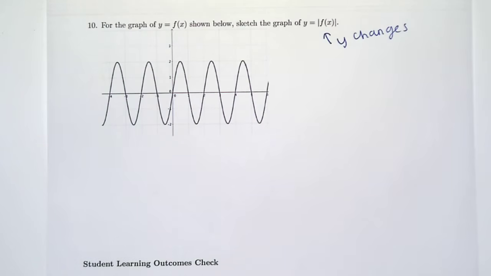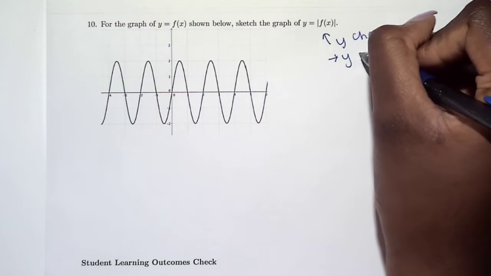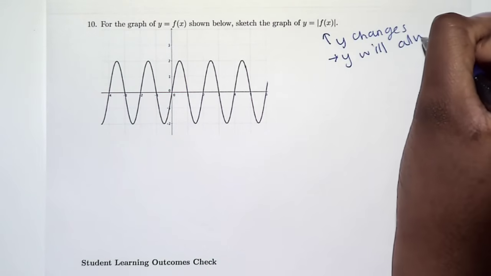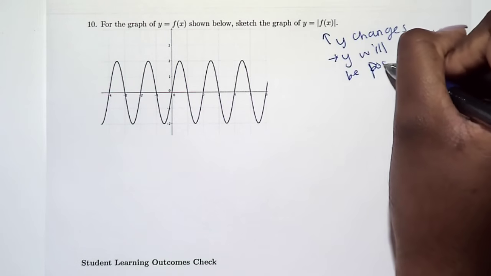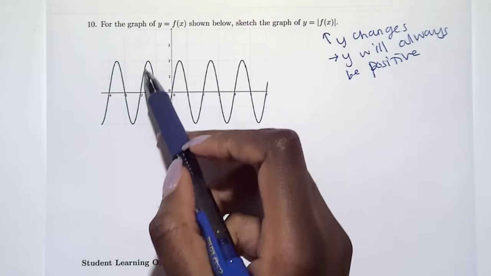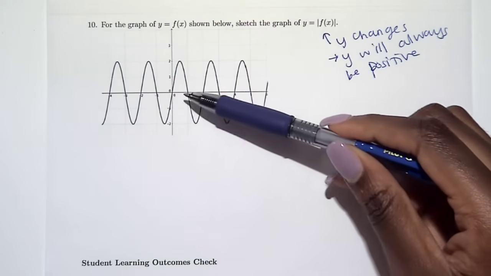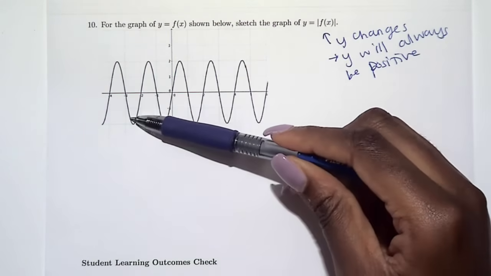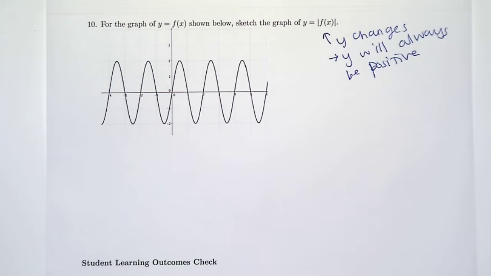And how? What does the absolute value do? It makes everything positive. So y will always be positive in our new transformed graph. So we're taking this, which clearly has some negative parts. What's going to happen is these negative parts will just become positive. So we're basically just moving this up above the x-axis.